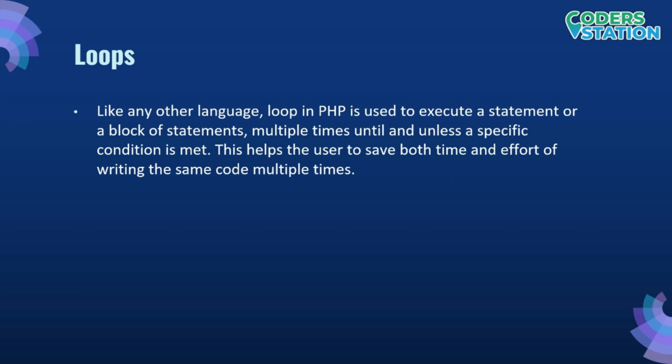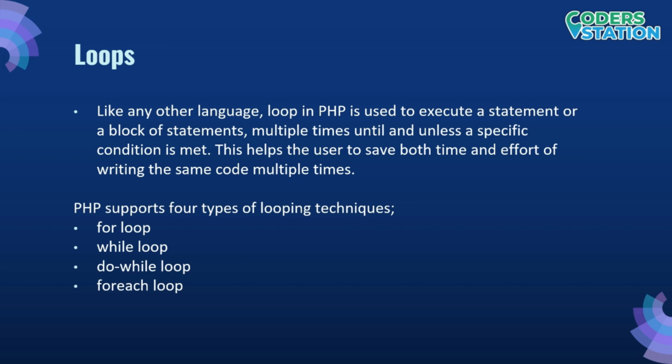PHP supports 4 types of looping techniques: for loop, while loop, do while loop, and foreach loop. We'll go through each and every loop one by one, with their syntax and working, along with an example.